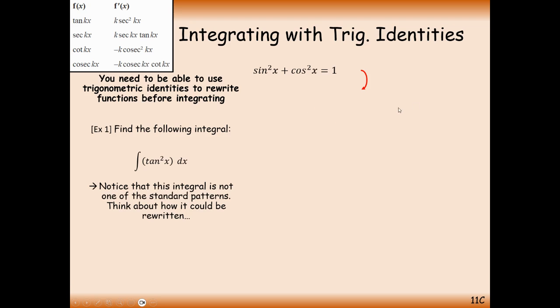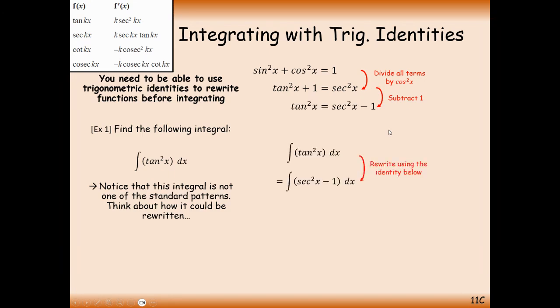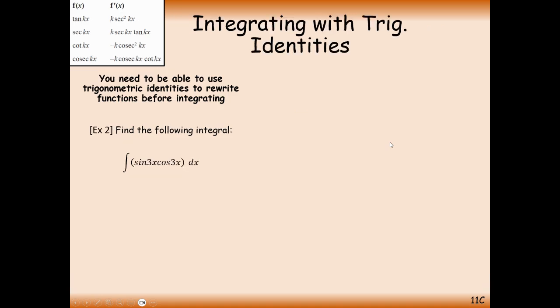Let's go back to the original equation. We divided this equation by cos square and we ended up with tan square plus 1. So we can subtract 1 from both sides and write tan square as sec square minus 1. Putting that under the integral, we know that the integral of sec square is tan, and the integral of 1 with respect to x will be simply x. Because it's an indefinite integral, we will add a c at the end.